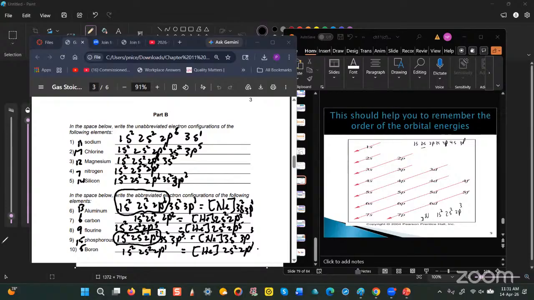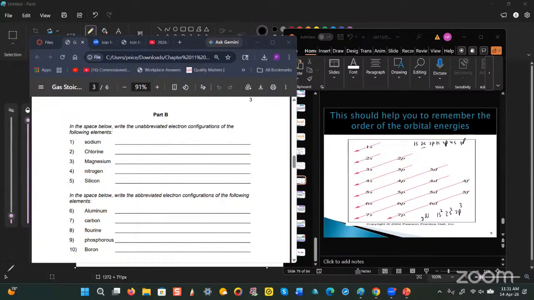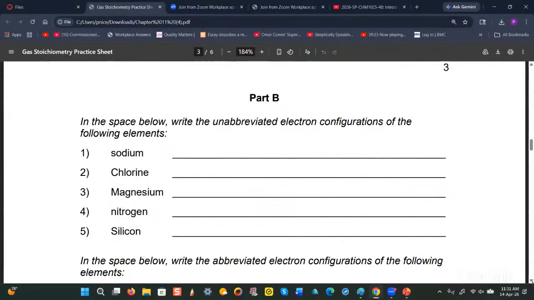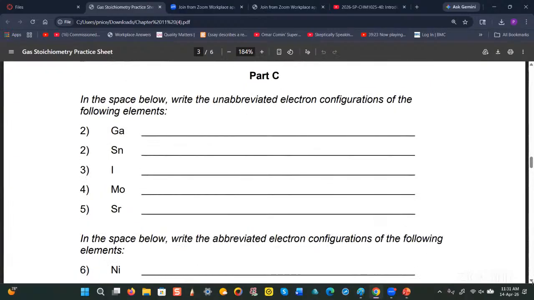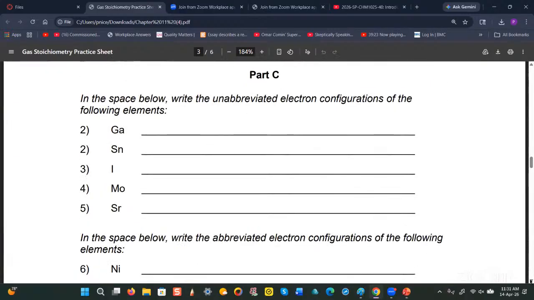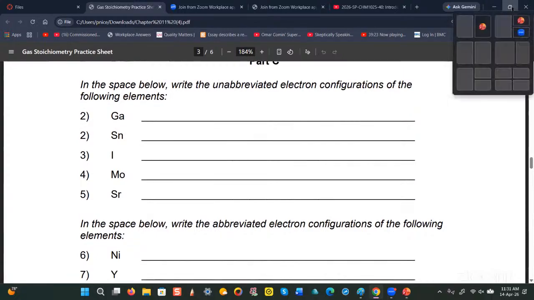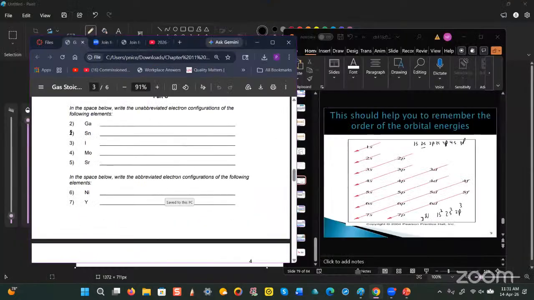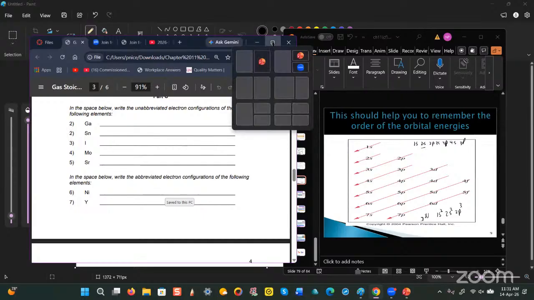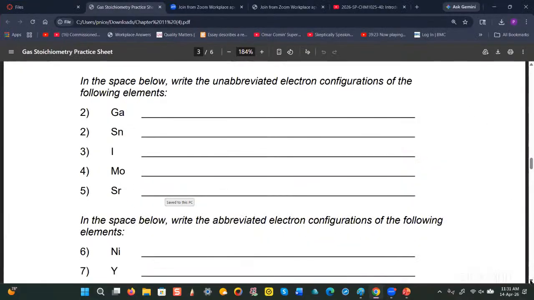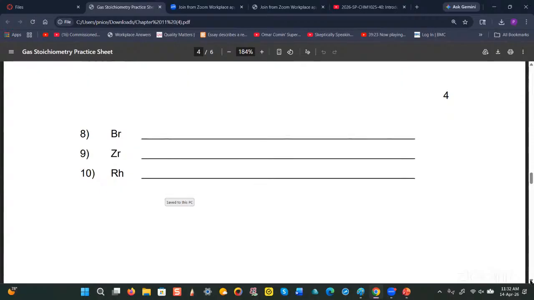All right, let me clear this. And let's scroll down. Oh, some more. Okay. Some more electron configuration. All right, you know what? I'm going to leave you guys to do those. You should be able to do those. So make sure you do those. If you have any questions, of course, please come and see me or call me or whatever. We can communicate on Zoom as well.